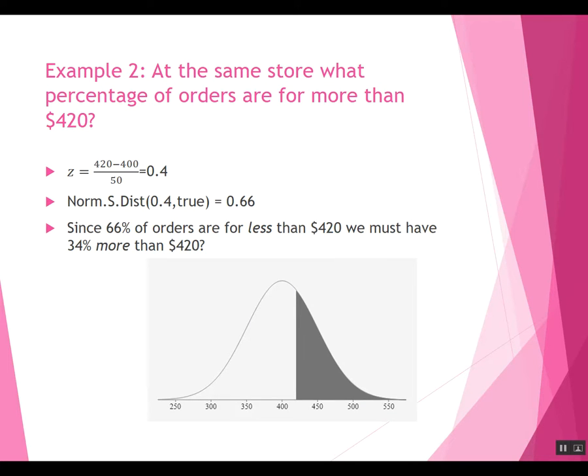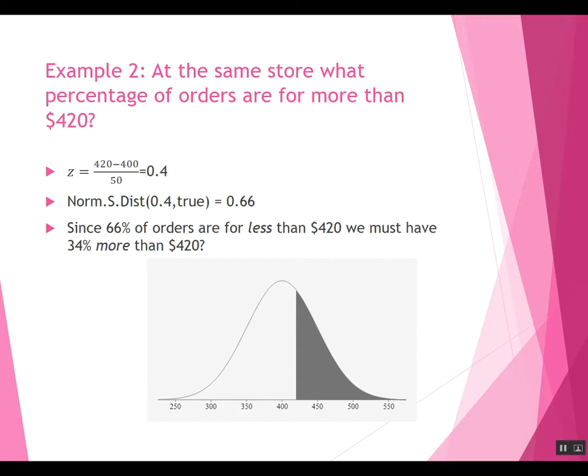Another example, at the same store, what percentage of orders are for more than $420? Well, we find the z-score that goes with 420. So 420 minus 400 over 50 is 0.4. And we put that into norm_s_dist, we get 0.66. But remember, norm_s_dist always tells us the percentage less than something. 66% of orders are for less than 420, so we must have 34% for more than 420.